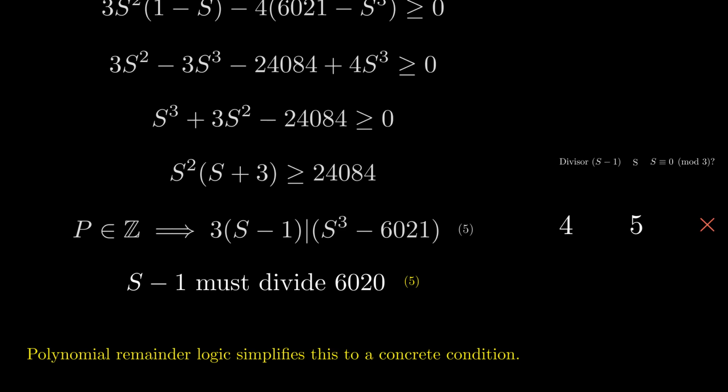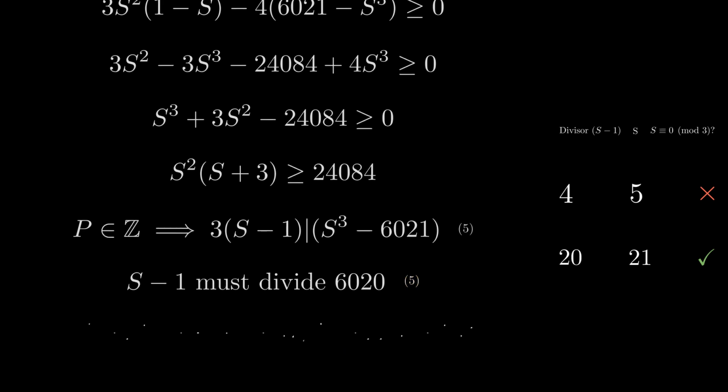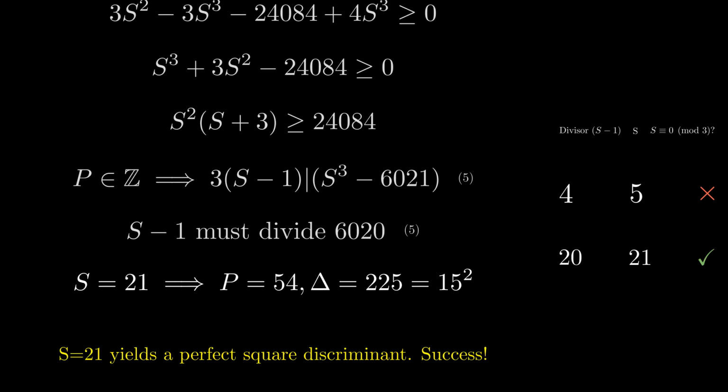Now we can set up a targeted search table, checking divisors of 6020 against our conditions. A divisor of 4 gives s equals 5. This fails immediately because 5 is not a multiple of 3. Let's jump to a promising candidate.